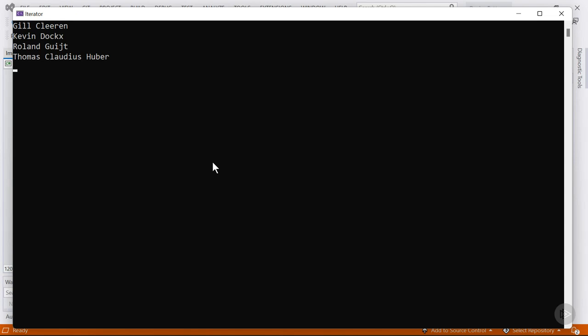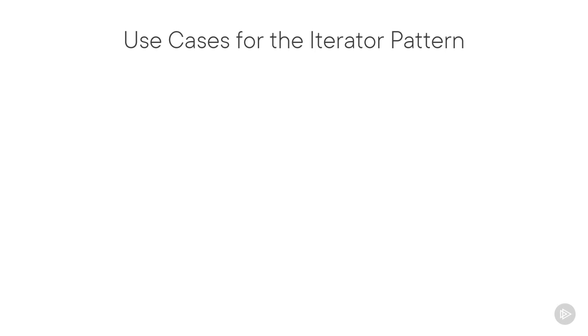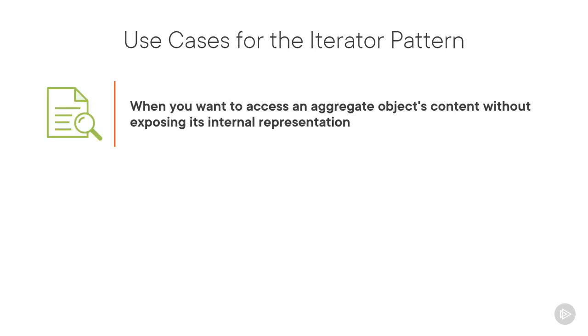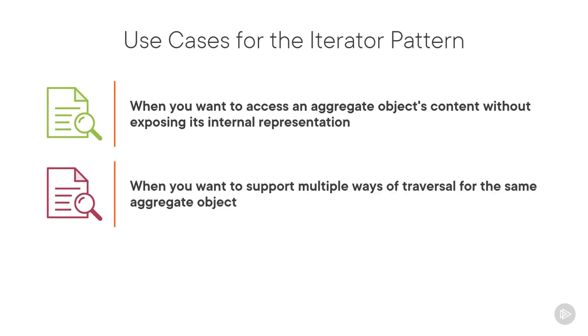Let's look into the use cases for this pattern. Use this pattern to access an aggregate object's contents without exposing its internal representation. As mentioned before, this avoids unintended access to and manipulation of that internal representation. Next to that, it can also be used to hide away complexity when you're working with a complicated data structure. Think about complicated tree structures, for example. Another good use case is when you want to support multiple ways of traversal for the same aggregate object.